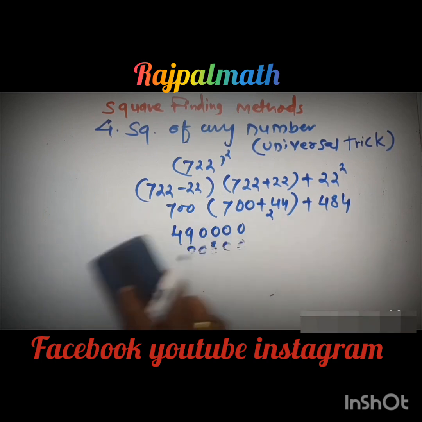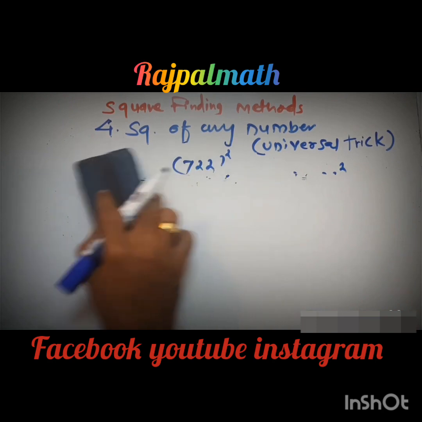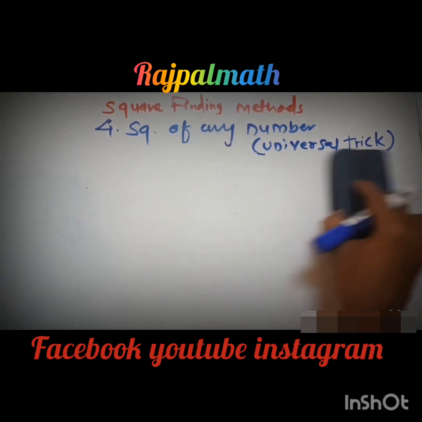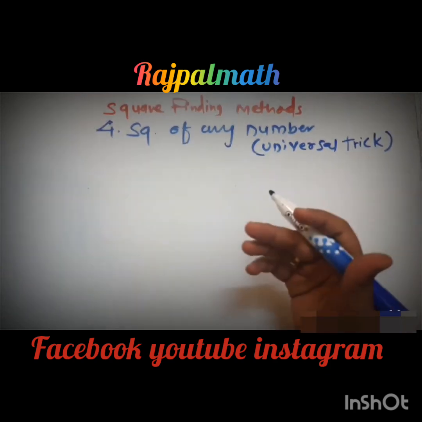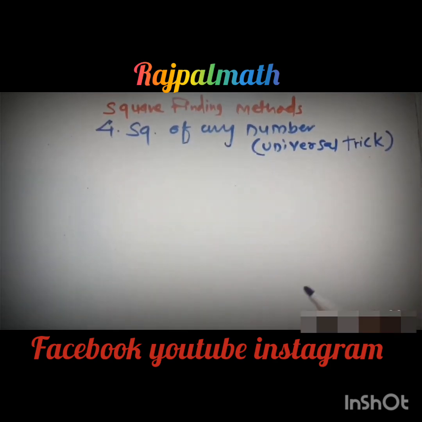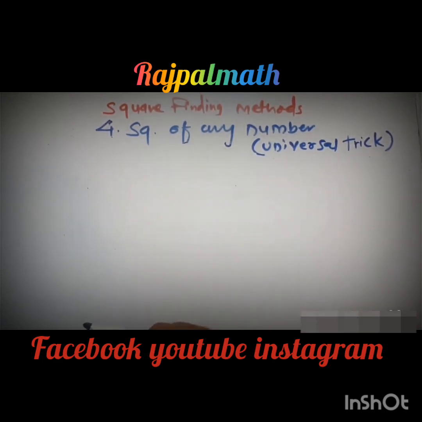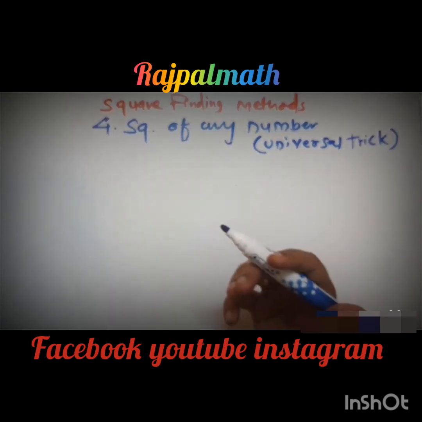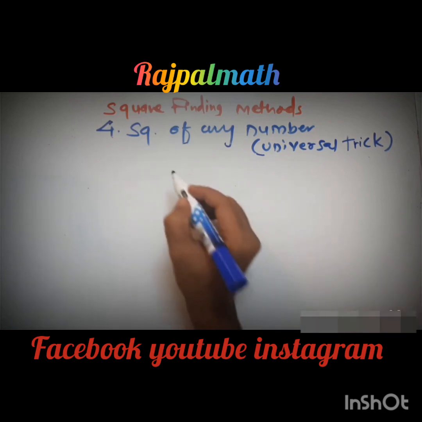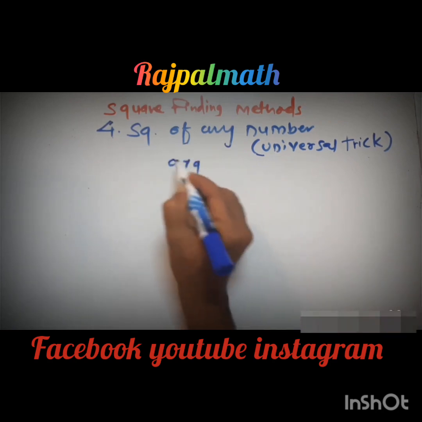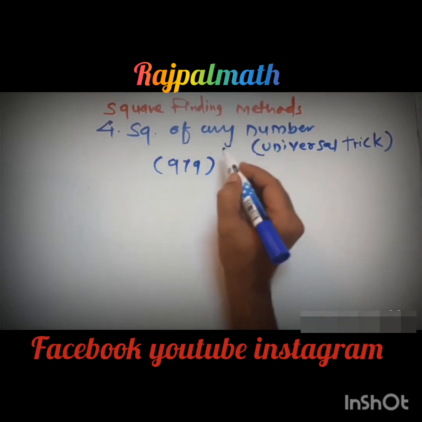With this example, you can see this is such a complicated number. With the orthodox way, you would have taken much time to calculate the square. But with this method, you can find the square very easily. Now coming to the next point, which method to choose. You should always choose the square finding method wisely. For example, let's say you have to find the square of 979. Let's find the square using this universal trick.